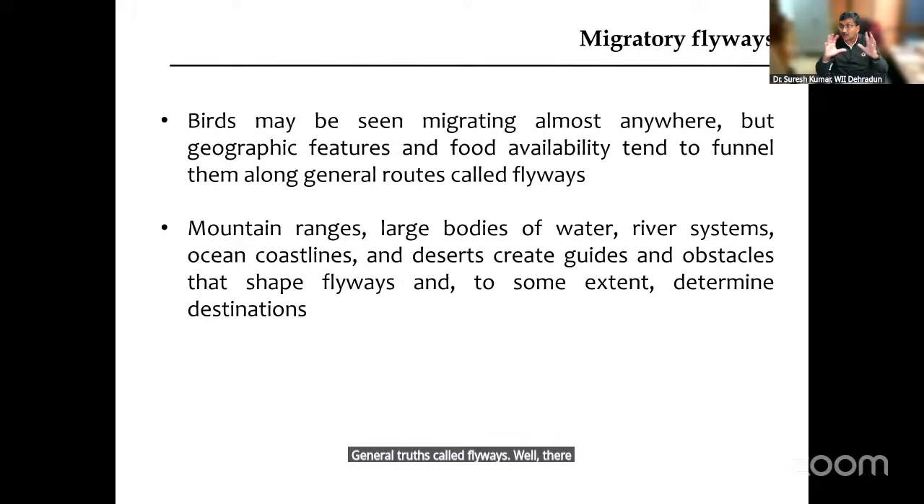So there's something known as flyway. Okay, there are many flyways. There are about 9 different flyways. I'll show you an image at the later part of it.